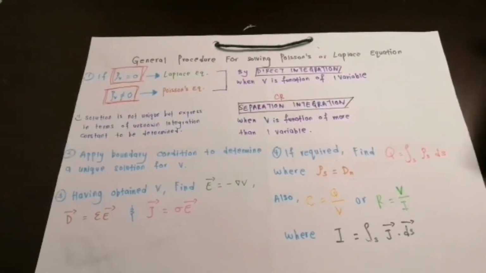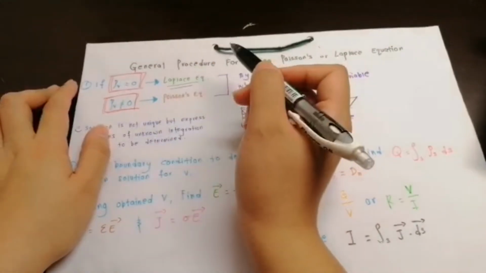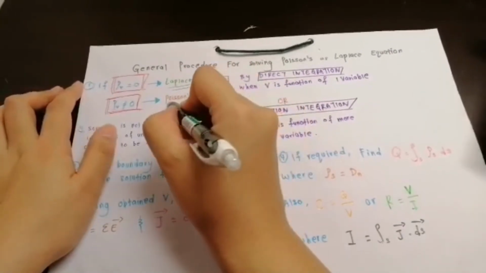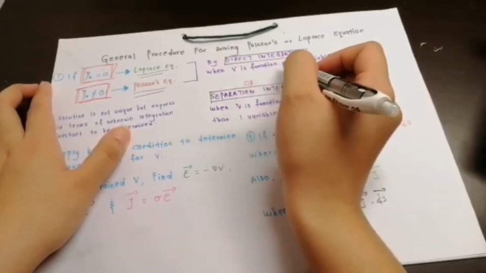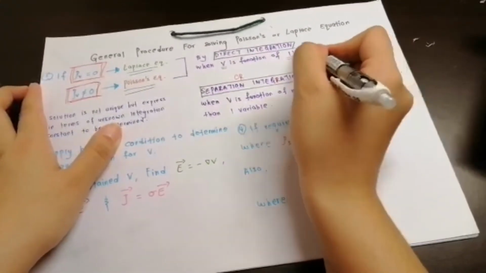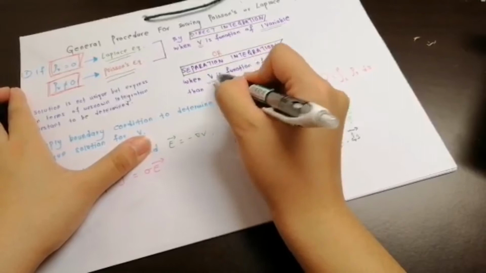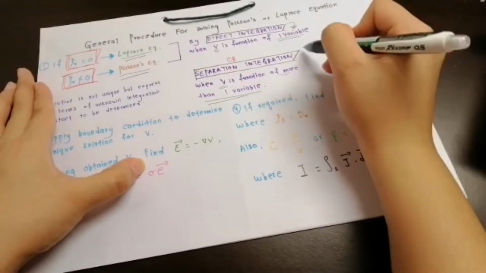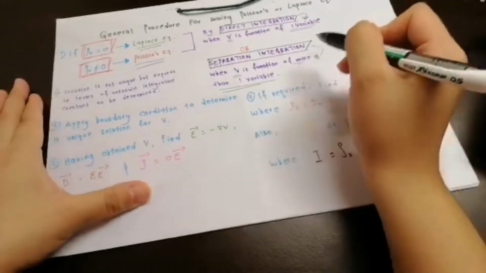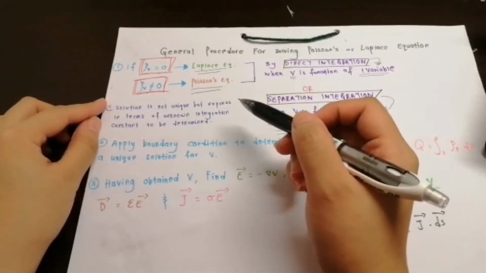Hello everyone, today I would like to explain the general procedure for solving Poisson or Laplace equation. First, if rho v equals 0, this is the Laplace equation, while if rho v does not equal 0, this is the Poisson equation. We can solve both equations by direct integration when V is a function of one variable. V is potential difference. Or we can solve using separation of variables when V is a function of more than one variable. Direct integration for one variable, separation of variables for more than one variable. The solution is not unique but expressed in terms of unknown integration constants to be determined.